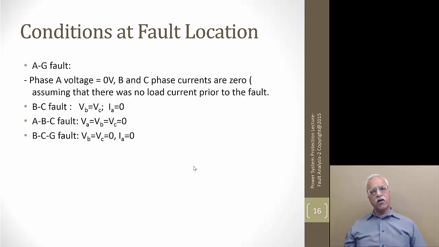Similarly, for a B to C fault, VB will be equal to VC because the B and C phases are shorted, but there is no current on the A phase.